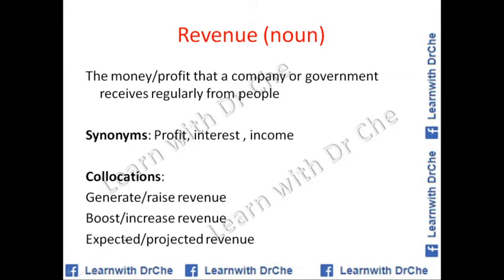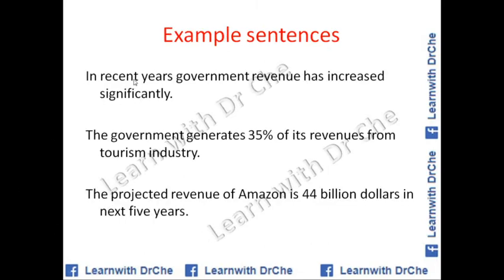You can say expected revenue, meaning what you want to receive in the future. This is called expected, projected or speculated revenue. These are our collocations. In recent years, government revenue has increased significantly. Government revenue has increased significantly because they have raised the taxes.